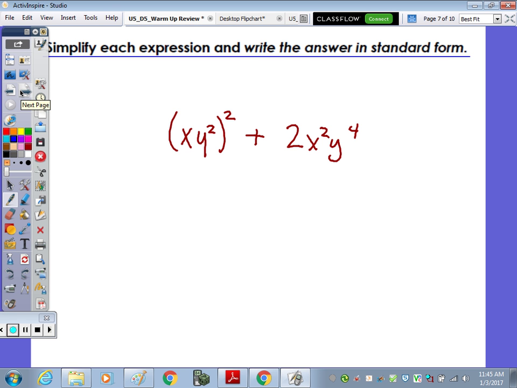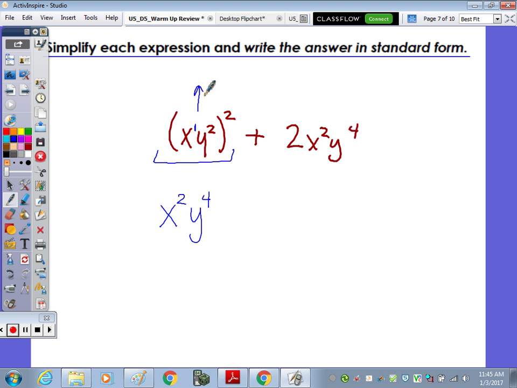So number 7 here, we're going to take xy squared and square that, and then add it to 2x squared y to the fourth, if possible. So xy squared squared. Power to power means we're going to multiply the exponents. So x to the 1 times 2 would be 2. Y squared, y to the 2 times 2 would be 4.